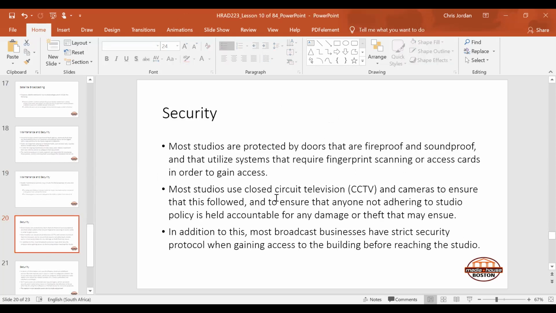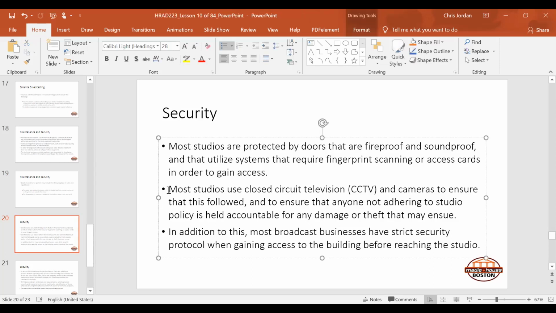Most studios are protected by doors that are fireproof and soundproof, definitely, as you've seen. We need soundproofing anywhere, and we have spoken about that in previous lessons as well. Fingerprint access, maybe, card access, definitely, is something that's for every station, so entry to the station or entry to the studio. Normally you also find that kind of bank setup, where you walk in through one door, it must close, and then the other door will open for you. You find that as well.